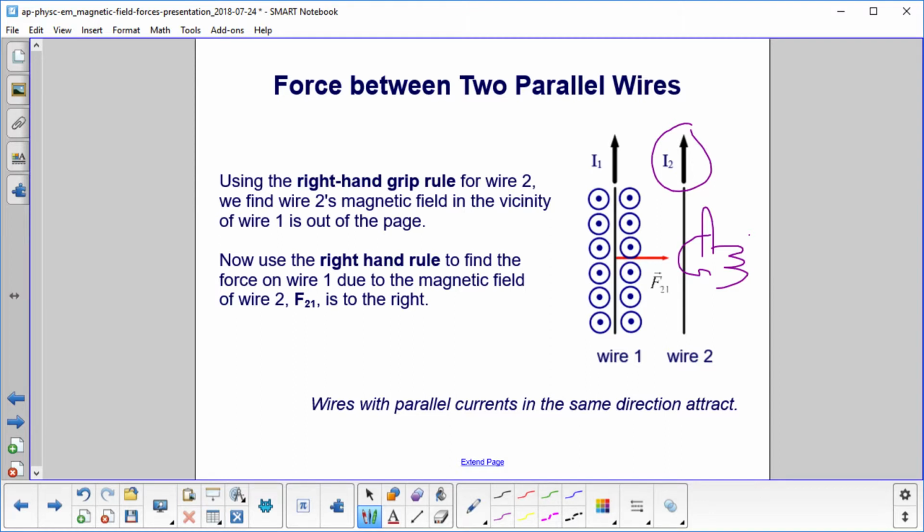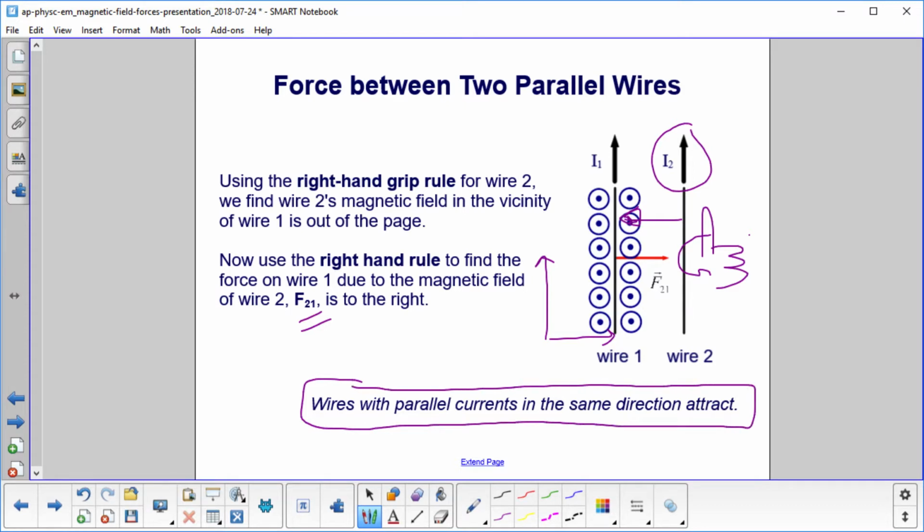Now we use the right hand rule to find the force on wire 1. Four fingers go up, your palm is out of the page, and when you extend your thumb, you find it's pointing to the right. So the force that wire 2 exerts on 1 is to the right. So both wires have forces that attract each other. We make this statement right here: wires with parallel current in the same direction attract. So sometimes intuition doesn't work.